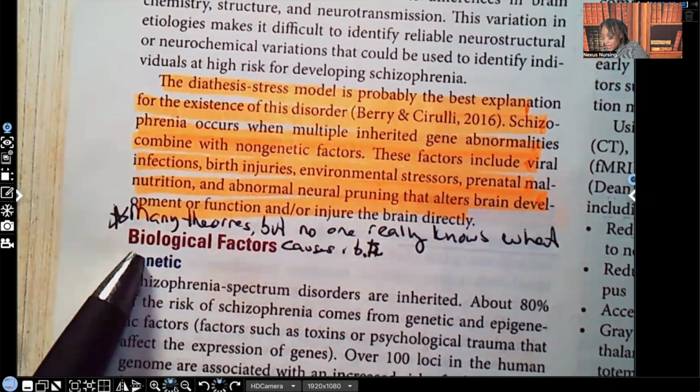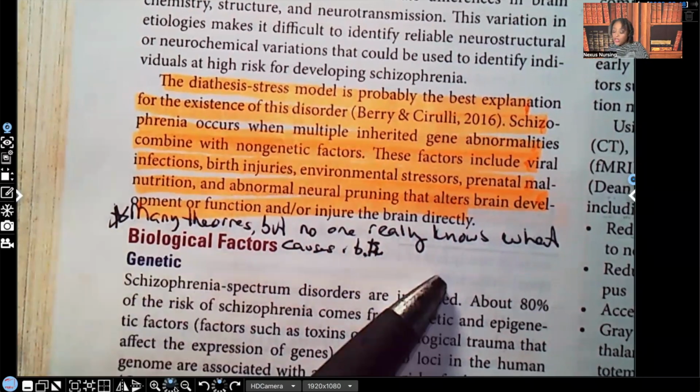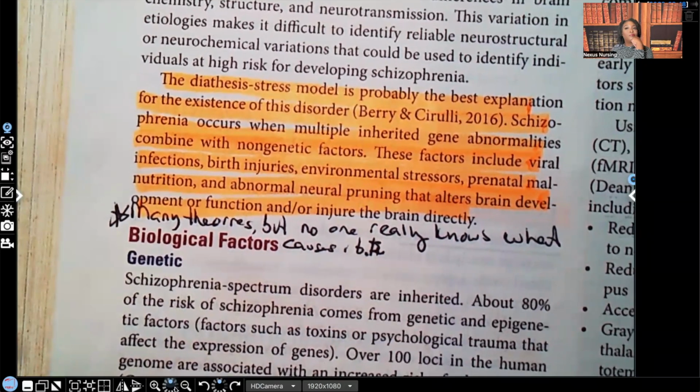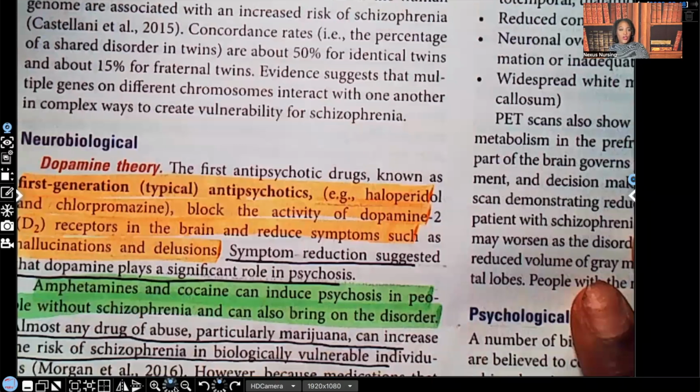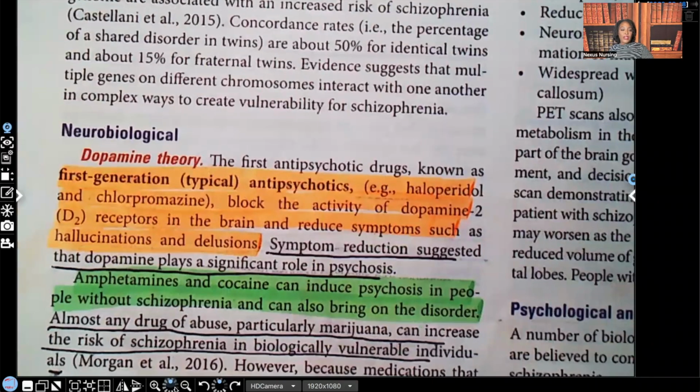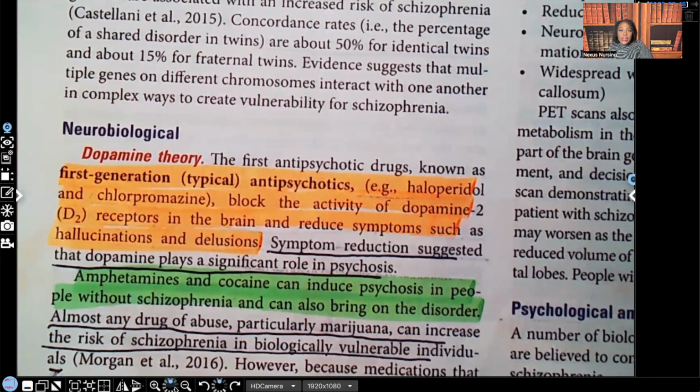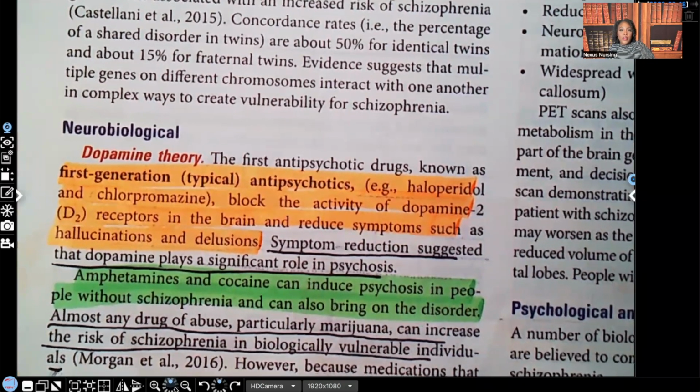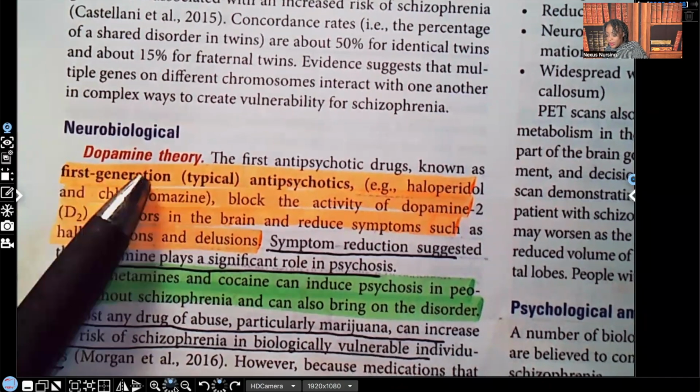And what did I write down here? I wrote there are many theories, but no one really knows exactly what causes it. Let's talk about the neurobiological first, the dopamine theory. And we're calling it theory because in reality, we honestly don't know exactly what causes it. Okay, so the dopamine theory.